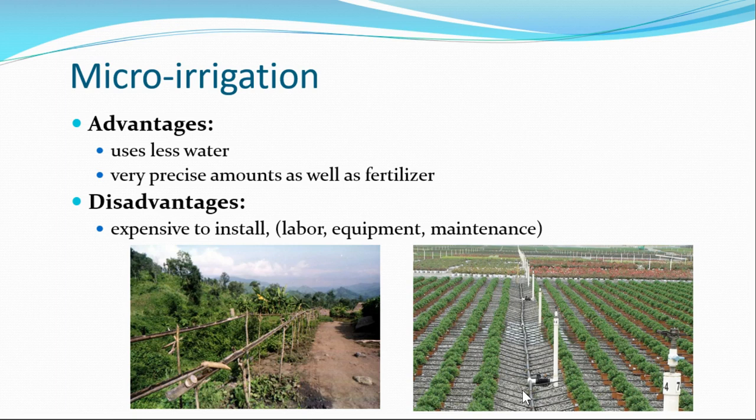The disadvantages are it is amazingly expensive, and you need lots and lots and lots of equipment, especially if you have a really big farm. So it's a huge disadvantage, right? But environmentally speaking, it is the best choice of the three. Economically speaking, it is the worst choice of the three.